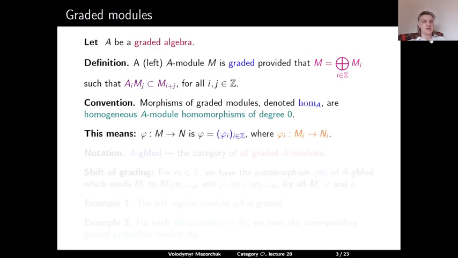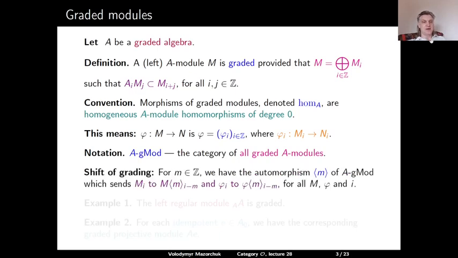So this means that a homomorphism phi from a graded A-module M to a graded A-module N is a collection of maps phi_i indexed by the integers, where phi_i goes from the homogeneous component M_i to the homogeneous component N_i. And of course, being a homomorphism, phi is supposed to intertwine the action of A on M. We denote by A-gmod with capital M the category of all graded A-modules.